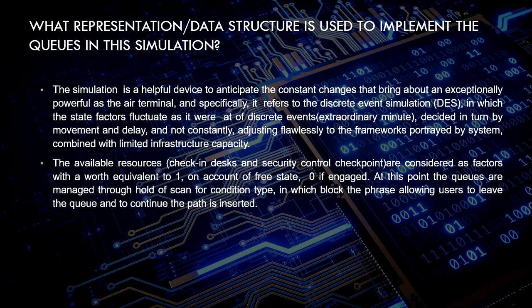The available resources, like check-in desks and security control checkpoints, are considered as a factor with a value equal to 1 if free, and 0 if engaged. At this point the queues are managed through a hold or scan for condition type, in which a block allowing users to leave the queue and continue the path is inserted.